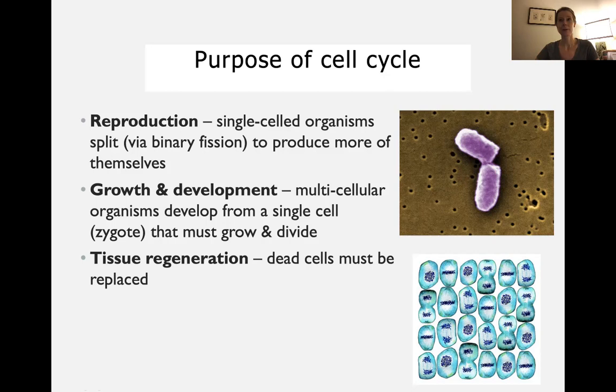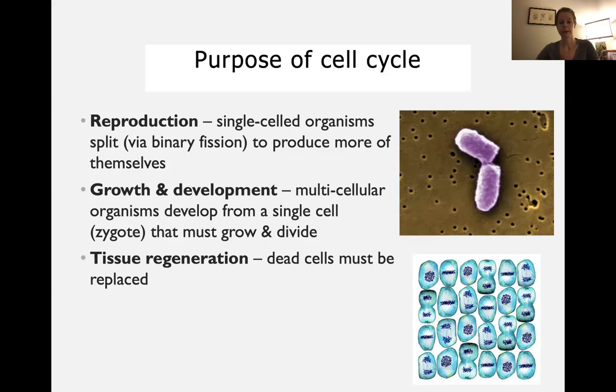And then growth and development. So we're not single-celled, we're multi-celled. We can't just divide by splitting in half, but we still need our cells to divide so we can grow bigger. Multicellular organisms all develop from a single cell. So at one point, we were all just one cell, a zygote. And from there, now we're made of about 37 trillion cells. So those cells had to divide many, many times to create the adults that we are today. So growth and development is the second purpose of the cell cycle.